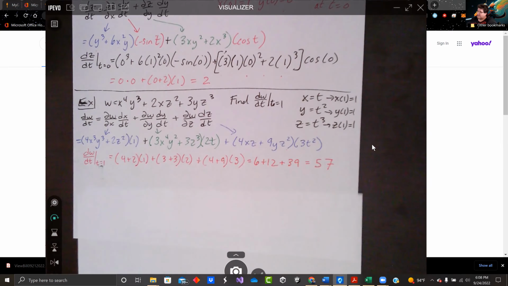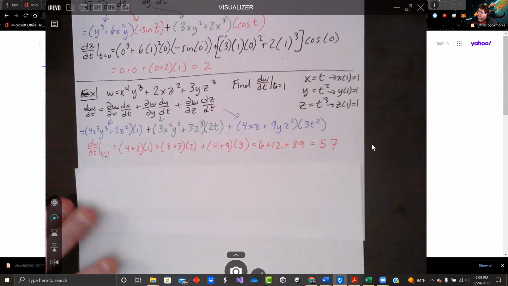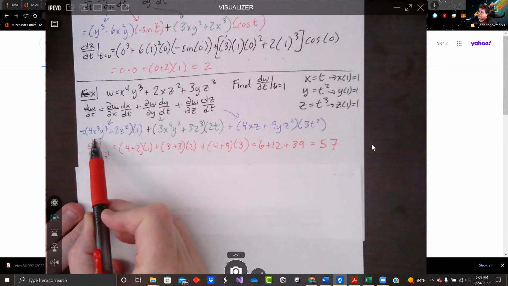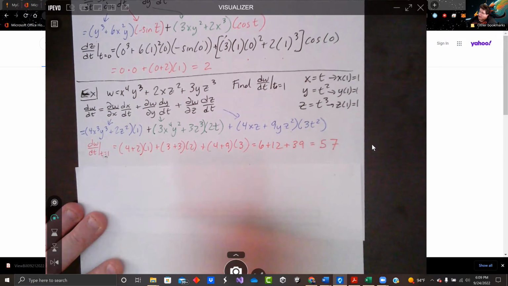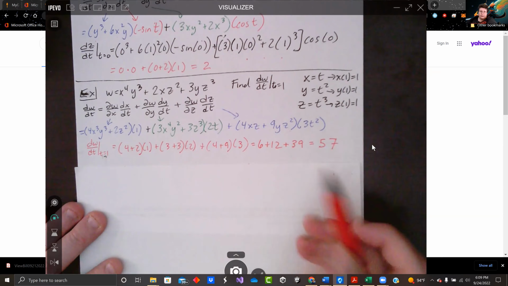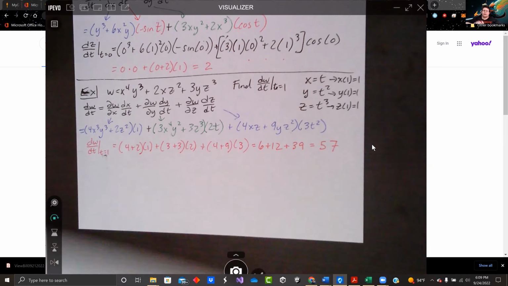And we will plug stuff in. Evaluating at t equals 1, we've got literally just taking x is 1, y is 1, z is 1, and t is 1, and replacing everything in here with those ones. When you calculate the total derivative of w with respect to t, you're going to get 57.